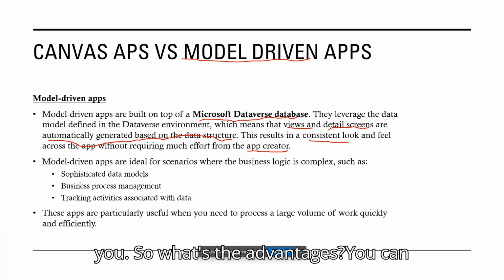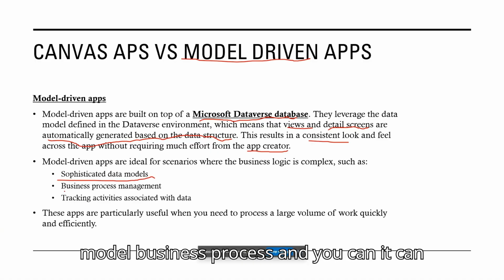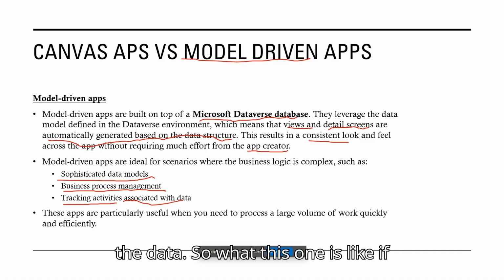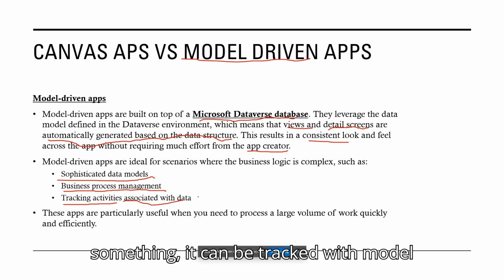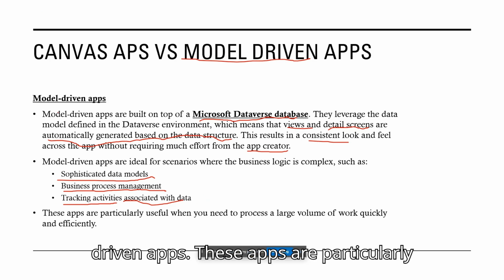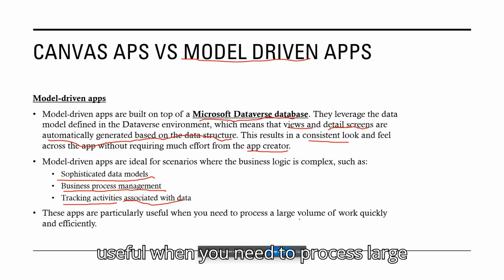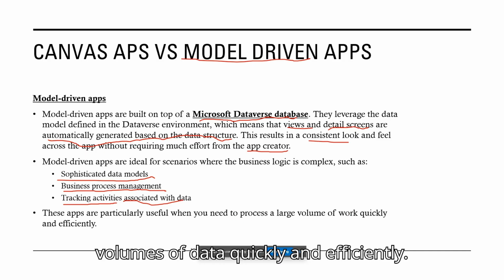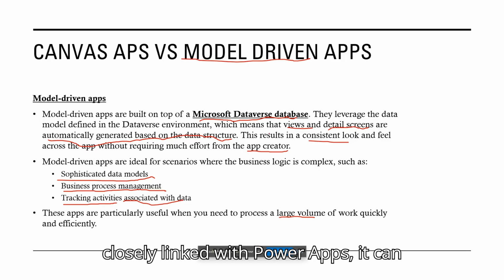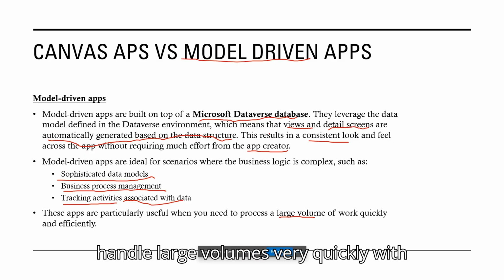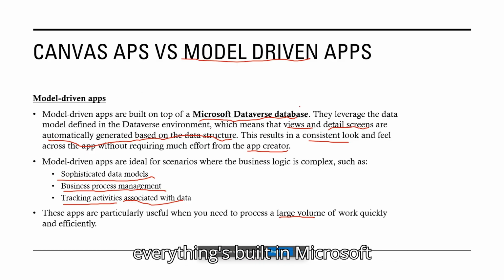So what are the advantages? You can create sophisticated data models. You can model business processes, and it can be used to track activities associated with the data. So if somebody is changing something in a row, it can be tracked with model-driven apps. These apps are particularly useful when you need to process large volumes of data quickly and efficiently. Since Microsoft Dataverse is closely linked with Power Apps, it can handle large volumes very quickly with model-driven apps because everything is built with Microsoft Dataverse.